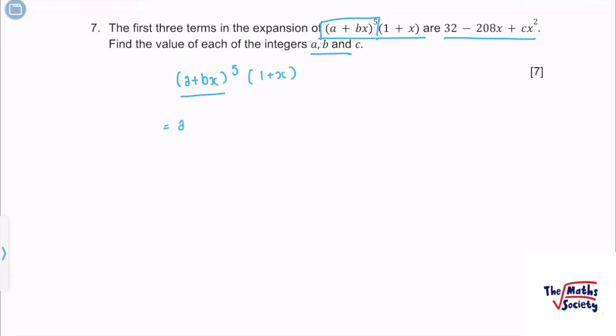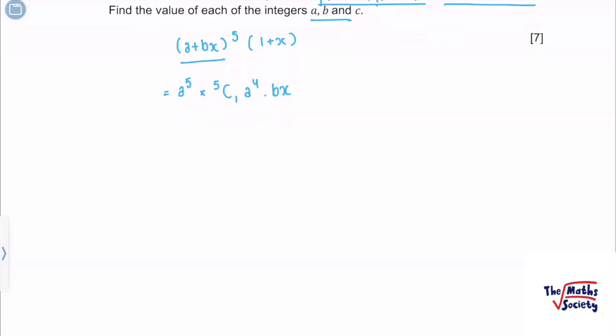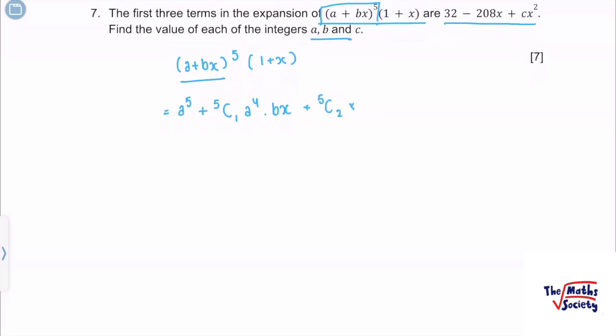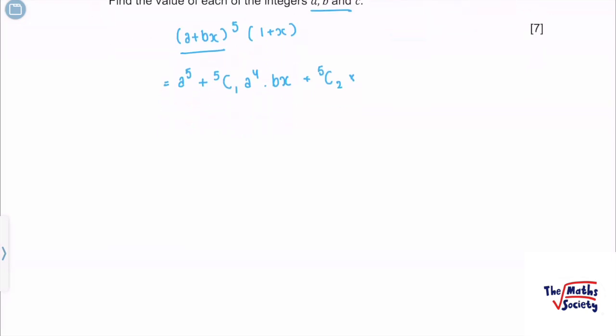So it's going to be a to the power 5, plus 5c1 a to the power 4 bx. Sorry, not multiply, that should be plus. And then plus 5c2, it just says the first 3 terms, yeah? So we just need to find the first 3. So 5c2 multiplied by a cubed, and that's going to be b squared and x squared. So that's just the first 3 terms we need, and that's going to multiply by 1 plus x. So let's try to simplify this. a to the power 5 plus 5a to the power 4 bx plus 10a cubed b squared x squared.